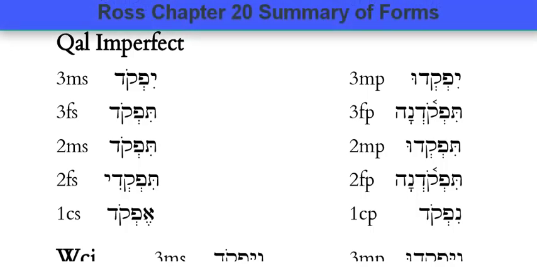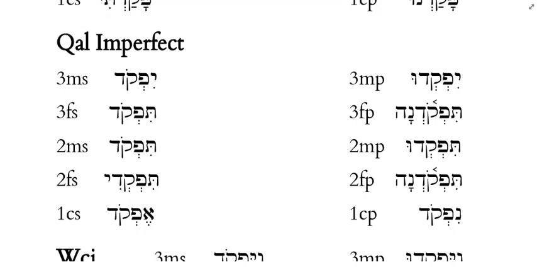All right, so what I want to do is go over a few things related to the volitional verbs that we were learning about in chapter 20 that you listened to my presentation on. And to do that, I want to invite you to look up at this Qal Imperfect paradigm, because it's on the basis of this that we're going to form the volitional verbs.